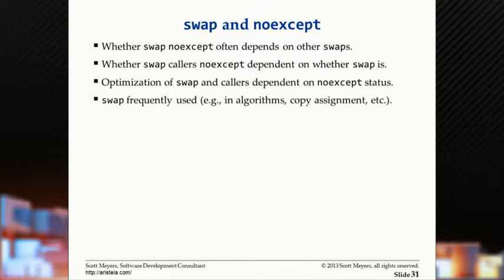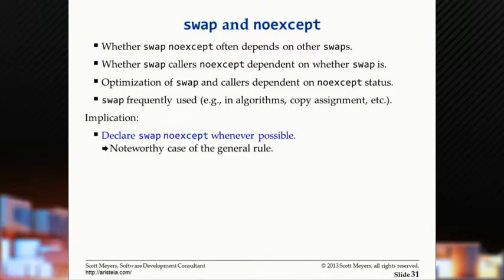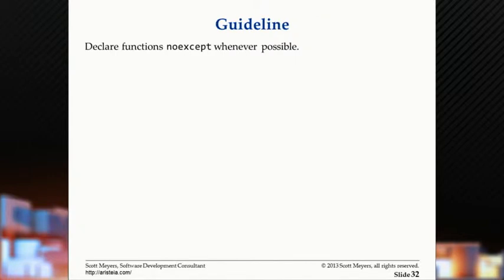And as a result, and also with the observation that swap itself is very frequently used, especially in things like algorithms, copy assignment, stuff like that, swap is a function that if you can declare it noexcept, number one, it can have better code generated for it in the more general case, but also it tends to propagate across lots of other use scenarios in your code. So if you can declare swap noexcept, you definitely should. Now, this is simply a noteworthy case of the general rule, because my general rule is that you should declare functions noexcept whenever possible. I focus on swap because it's an important special case.